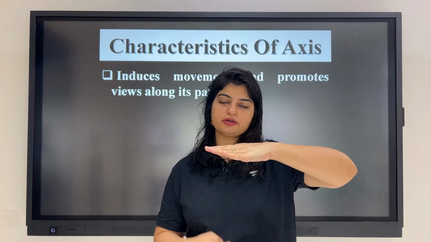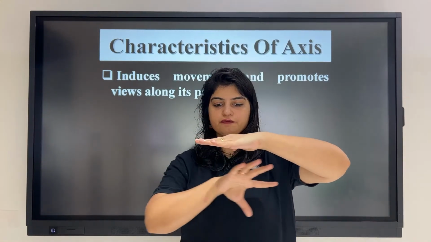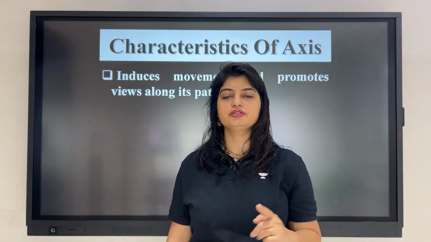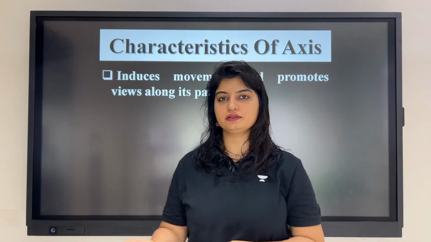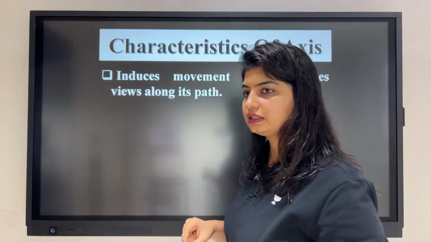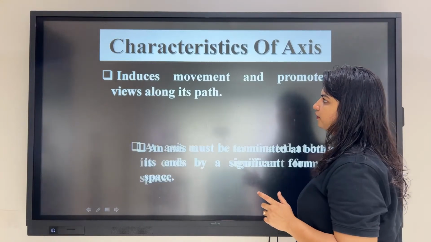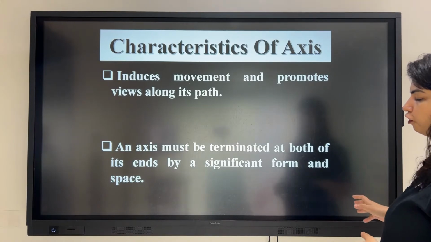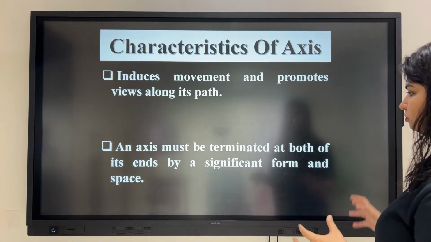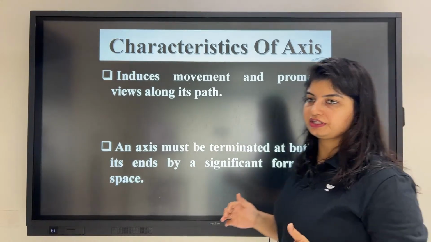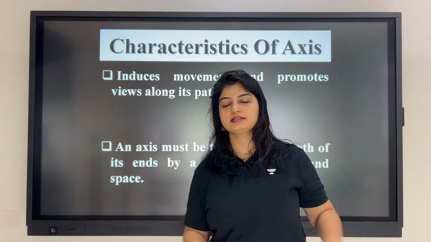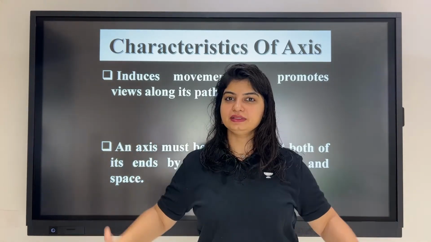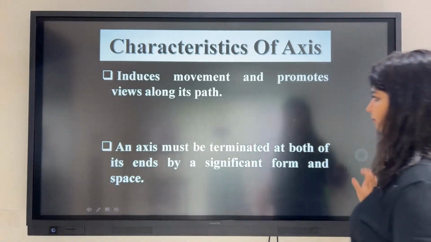If the axis is horizontal and you're putting certain objects, shapes and forms here, you want the viewer to look like this, right? So it basically guides the viewer along the path of viewing the design. So for this reason the axes are introduced. An axis must be terminated at both of its ends by a significant form and a space. Must be terminated, meaning it must end at both ends. It shouldn't keep running, otherwise it will go on with an infinite design. So you need to terminate it at the ends, right?